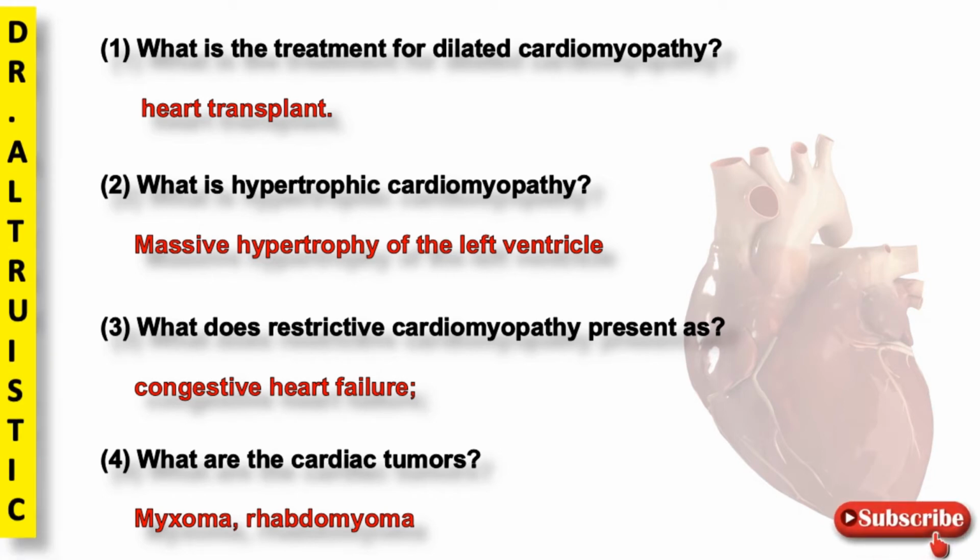1. What is the treatment for dilated cardiomyopathy? Heart transplant. 2. What is hypertrophic cardiomyopathy? Massive hypertrophy of the left ventricle. 3. What does restrictive cardiomyopathy present as? Congestive heart failure. 4. What are the cardiac tumors? Myxoma, rhabdomyoma.